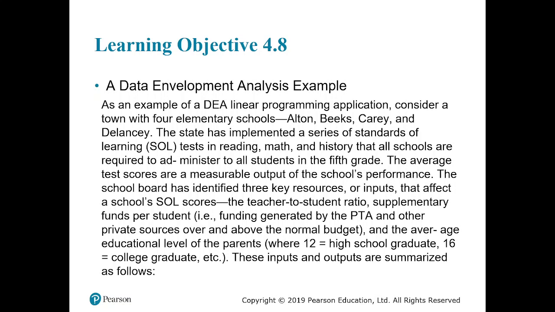And in terms of the inputs, the first input is the teacher to student ratio. So the higher the teacher to student ratio, the better we would expect the scores will be, because teachers have fewer students and they can actually pay more attention to each of their students. And the second input is the supplementary funds per student. Of course, we would expect that if the funds per student is higher, the input is higher, the output will be higher. And the average educational level of the parents is another input.